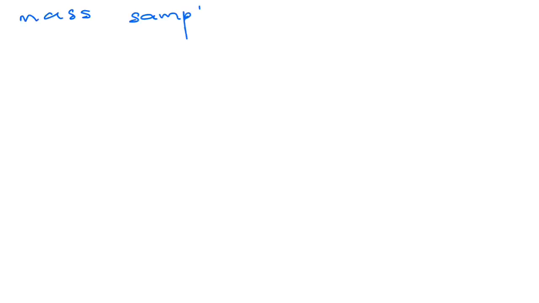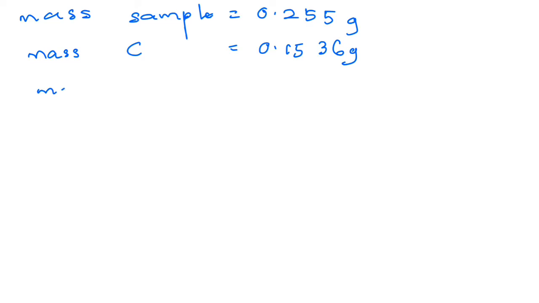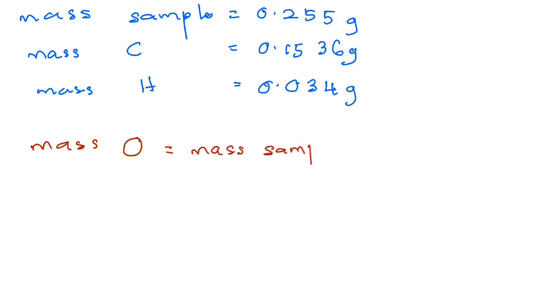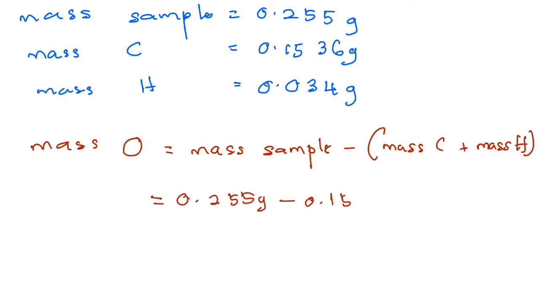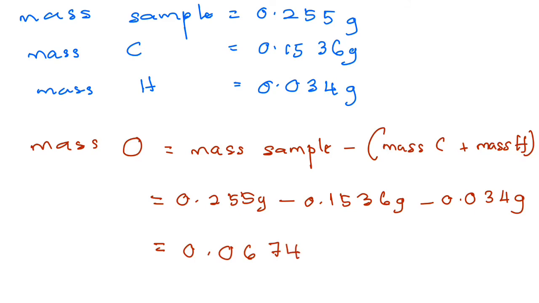Since we cannot determine the mass of oxygen by comparison with the mass of carbon dioxide or water, this is the method used to identify the mass of oxygen. The mass of oxygen can be obtained from the mass of sample minus the total mass of carbon and hydrogen. When we insert the values, the mass of oxygen is 0.067 gram. After this, please insert the value into the table that we tabulated previously.